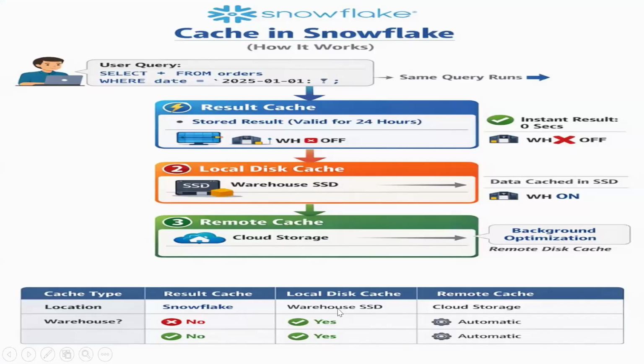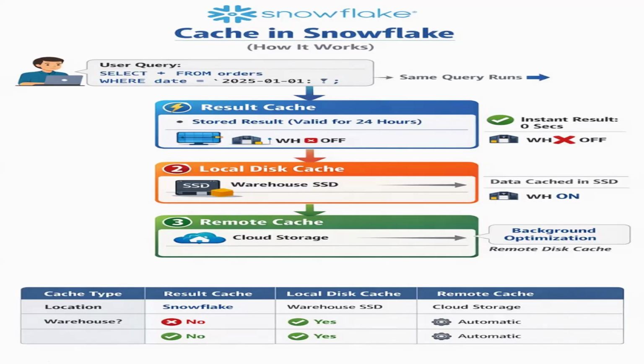Local disk means the warehouse will have a disk called SSD. Sometimes the local disk cache will be there, the remote cache will be there, which is cloud storage. This local disk cache will be available only if your warehouse is running. Whenever you stop or suspend your warehouse, this will be automatically cleared. If your suspended warehouse is started again, it will be a fresh start.